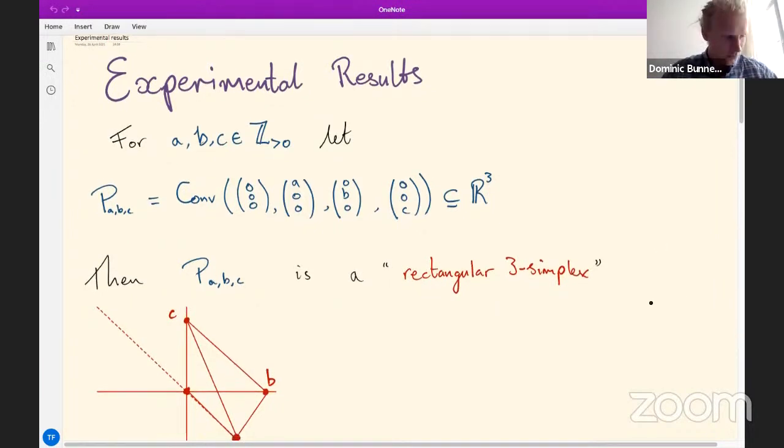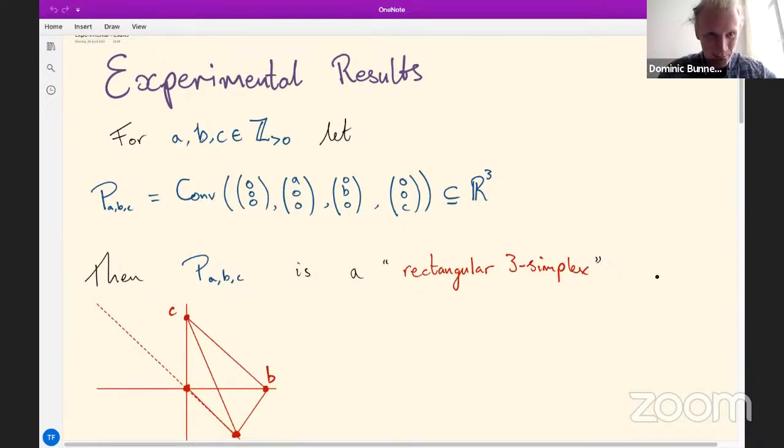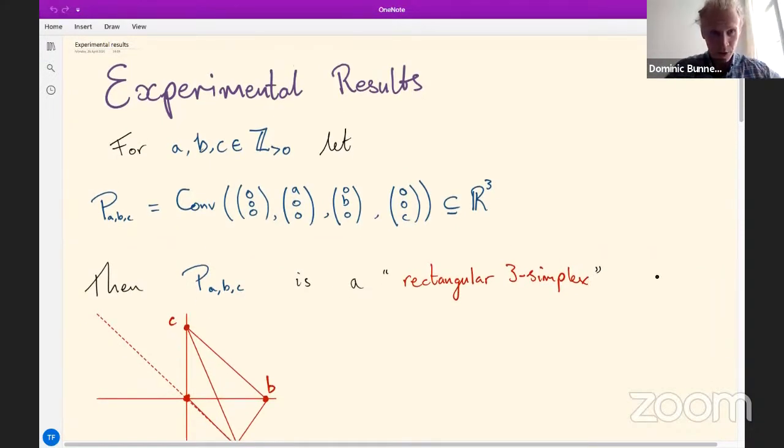And in the end, out of curiosity, I ran some larger scale experiments, testing loads and loads of these simplices and trying to find some counterexamples to these statements. So I'll talk you through a bit of what those things were.